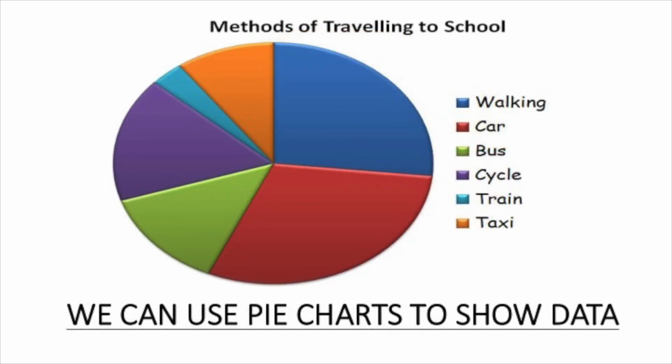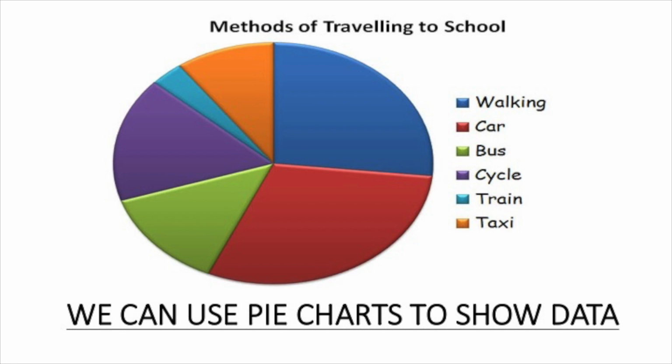We can use pie charts to show data. Yes, but instead of the last one, like bar charts, we use different sections of the pie to show the different categories. Like for example, guys, here we have methods of traveling to school. Walking, car, bus, cycle, train, taxi. And you can see the different ways of traveling or methods are represented by different colors.